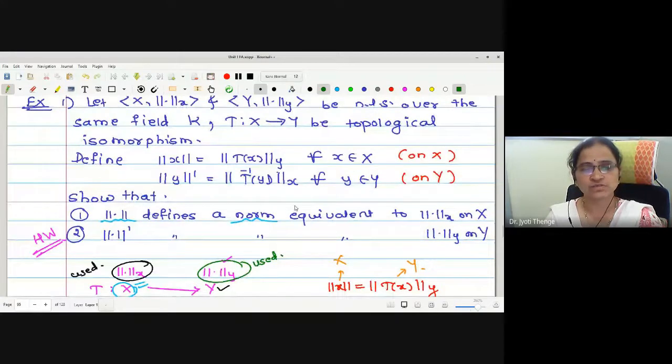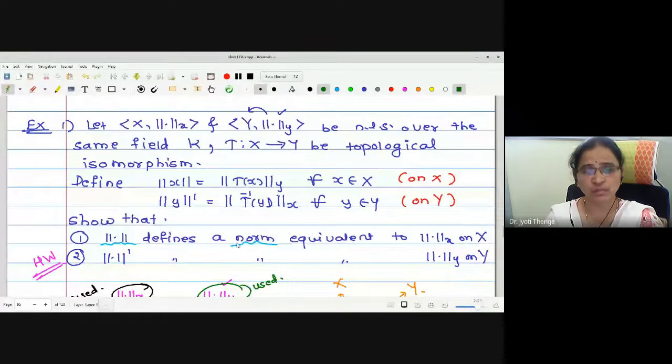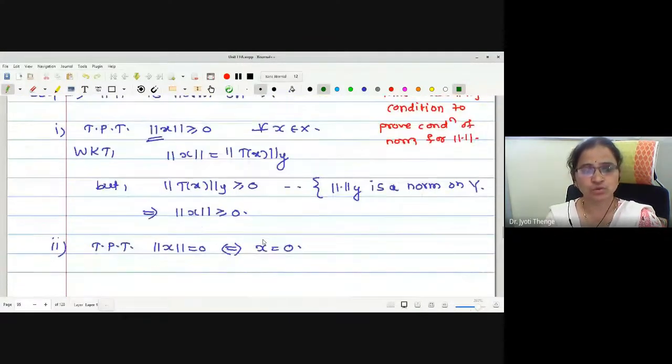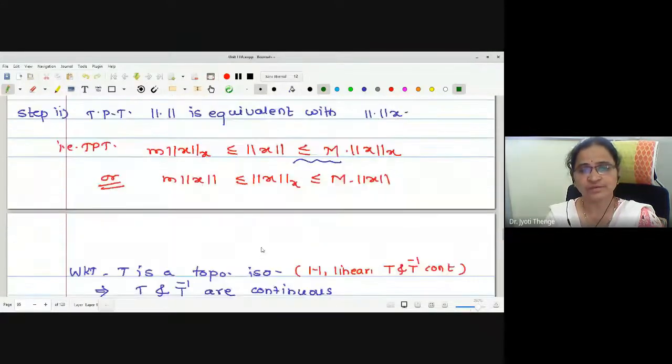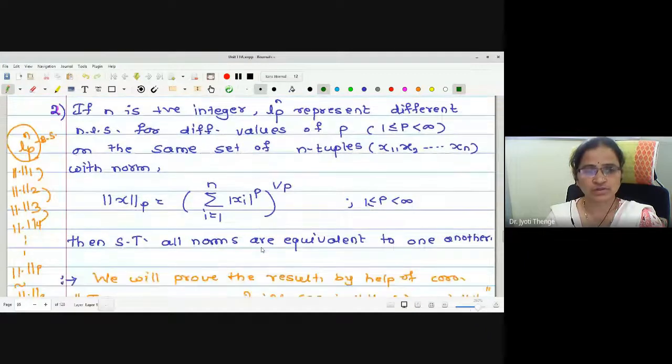To show this, first we have verified it is a norm. Whatever the norm on X defined is a norm, and then later we have shown this is equivalent. Therefore, we have carried out two steps to complete the proof of the first part. For the second part, I have asked you to solve it. I don't know how many of you have solved it.